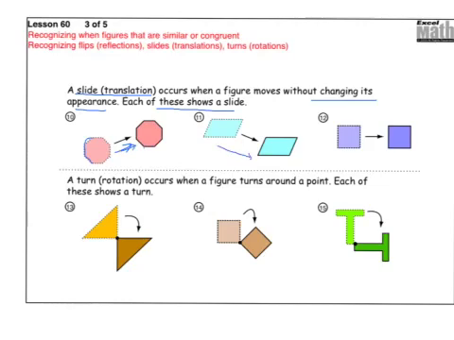Same thing with this parallelogram, just slid right down over there. That's a slide or a translation. And then here, another slide or a translation. The square didn't flip, it didn't twist, it didn't turn, anything.